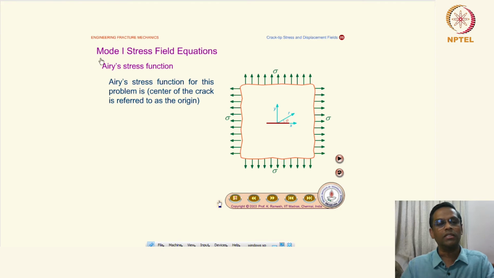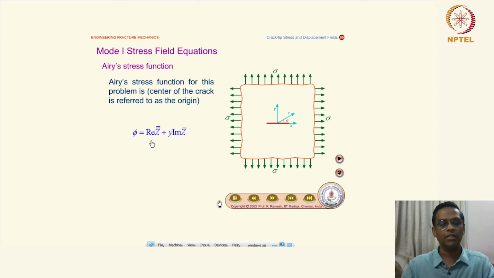And now we will see the mode 1 stress field equations. The Airy stress function for this problem is such that the center of the crack is referred to the origin. What you are seeing here is an infinite plate subjected to biaxial loading. You have to see this, the sigma is here as well as on this side. So it is biaxial loading, and the Airy stress function considers the center of the crack as the origin. So this is the origin, y and x, and then this is r theta. This is referred to in the polar coordinates r and theta.